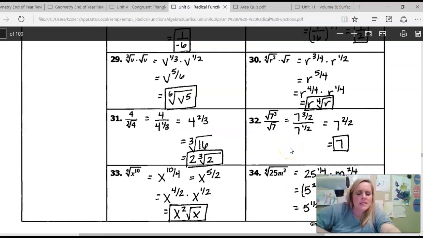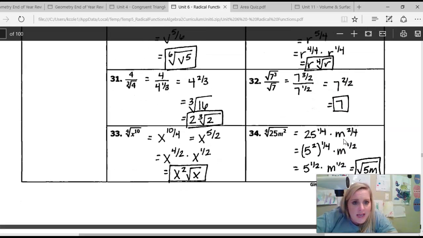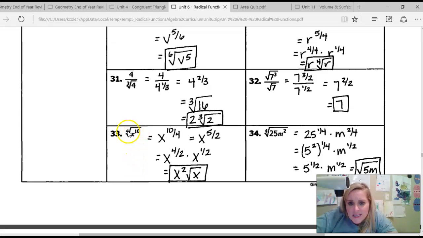Now let me show you what she did, because she didn't do it that way. You can see she rewrote this as 3/2, and this is 1/2. Then she subtracted 3 minus 1, that gave her 2/2, which is just to the 1st power, so she got 7. So she gets the same thing I get, she just did it differently. On this one, we take that 10 and we put it over 4. Then you can simplify that to 5/2.